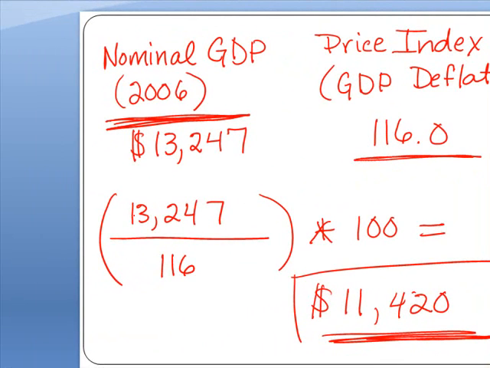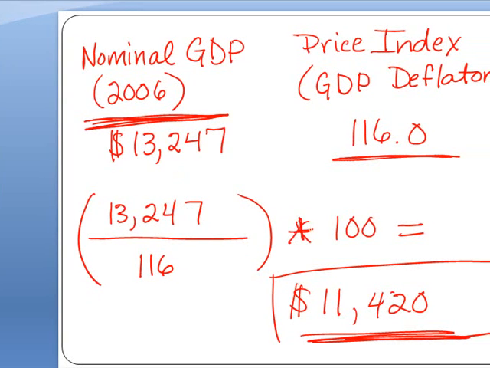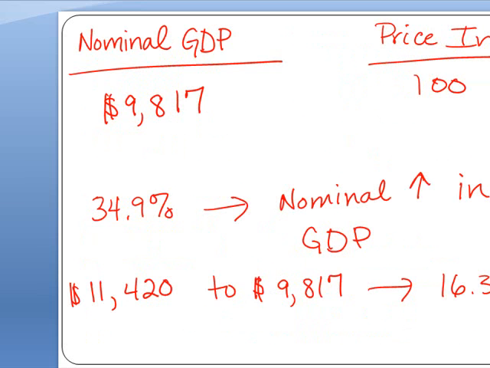So what I'm doing is taking the nominal GDP, the 13.247, and dividing it by 116, and then multiplying by 100. So what I find is that in real terms, the real GDP for that particular year was $11.42 trillion.